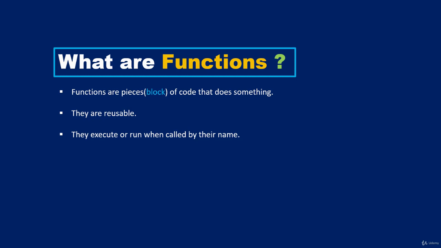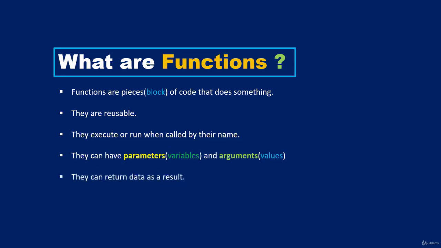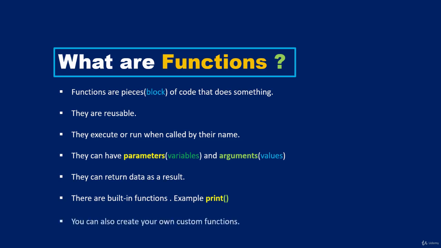And also when you are calling or executing the functions, you have to call it and supply arguments. The arguments are referred to as values. Functions can return data as a result. There are several types of functions. There are built-in functions and there are also user-defined functions. An example of a built-in function is the print function, which you can use to print data on the screen. And then you have your own custom functions, which are user-created. They're also referred to as custom functions.